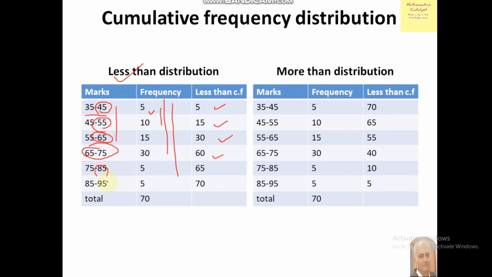And less than 95 is you have to add all the information from top to bottom, that is 70. So in this way we can find the less than distribution. Similarly, we can go for the more than distribution.